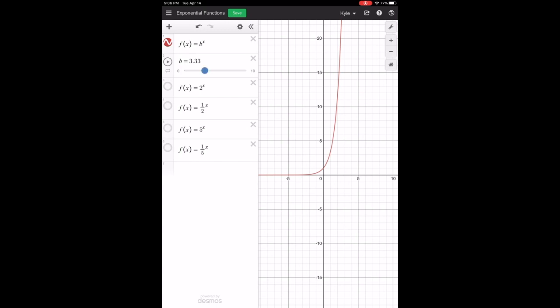Does that change when we have exponential decay? Well, let's take a look here.